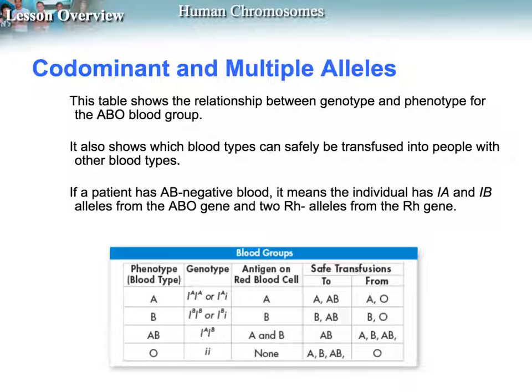This table here is going to show the relationship between genotypes and phenotypes for the ABO blood group. It also shows which blood types can safely be transfused into people with other blood types. If a patient has AB negative blood, it means the individual has IA and IB alleles from the ABO gene and 2 Rh negative alleles from the Rh gene. Remember that when we're talking about Rh, positive is going to dominate over the negative.